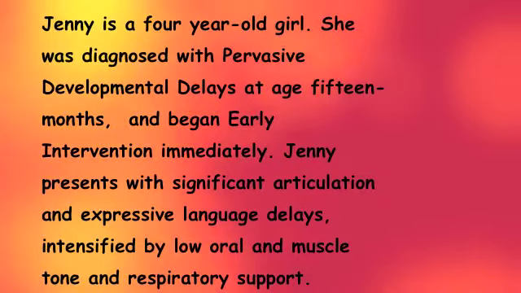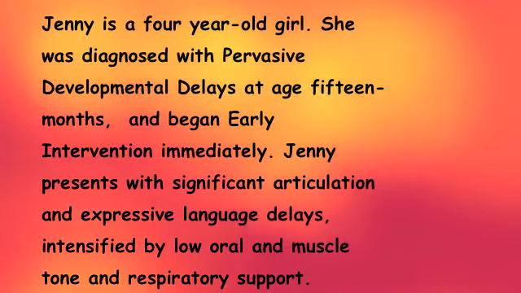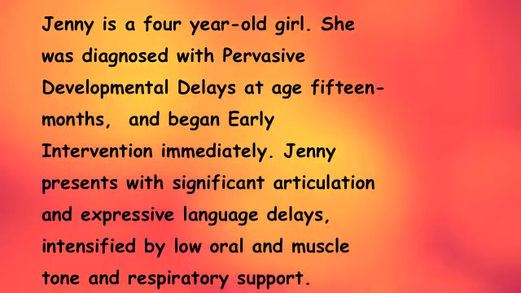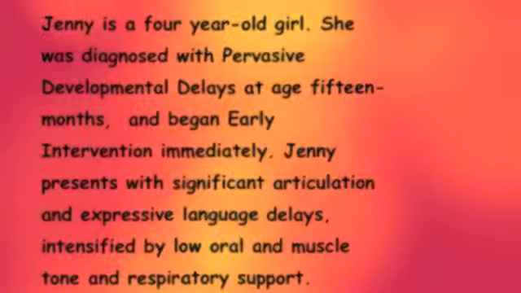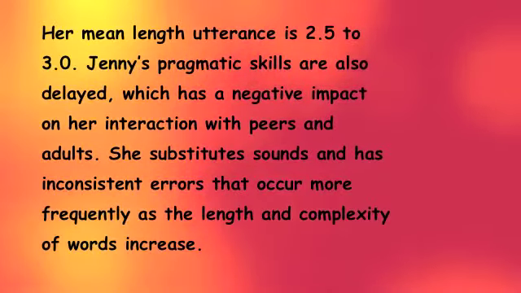Jenny is a 4-year-old girl. She was diagnosed with pervasive developmental delays at age 15 months and began early intervention immediately. Jenny presents with significant articulation and expressive language delays, intensified by low oral and muscle tone and respiratory support. Her mean length utterance is 2.5 to 3.0.